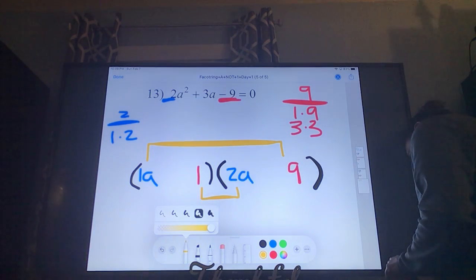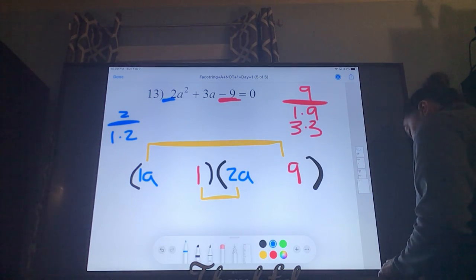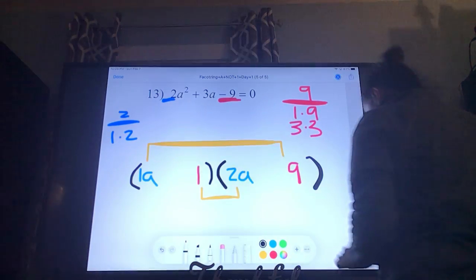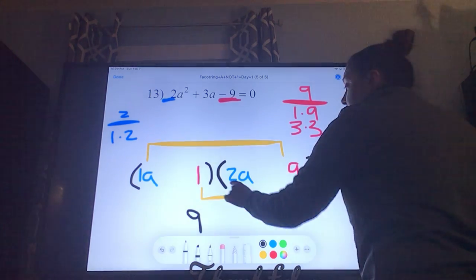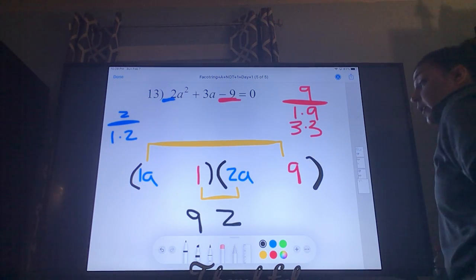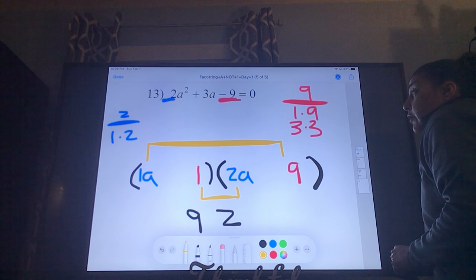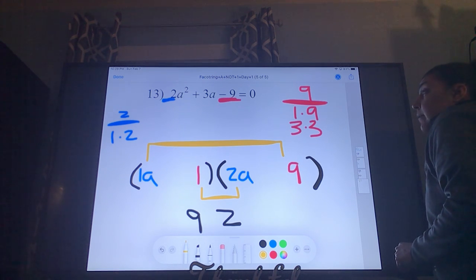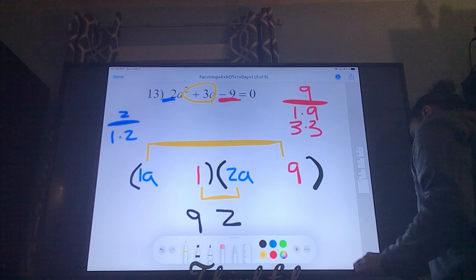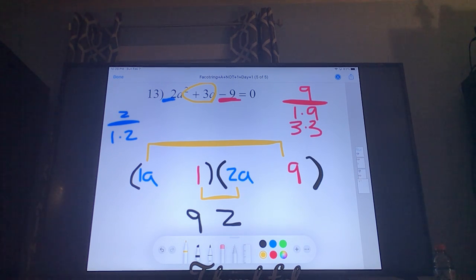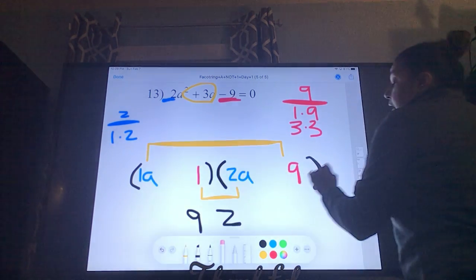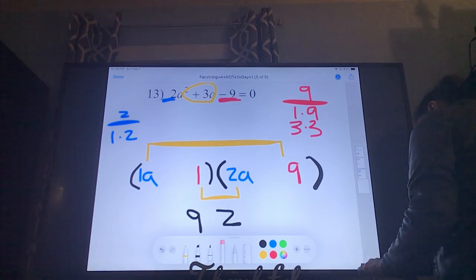Okay, so for the outers, you're going to get 1 times 9 is 9. 1 times 2 is 2. Okay, so what's a 9 and a 2? Is that ever going to give me what I need? Well, what do I need? We're trying to add or subtract to give us what? It's this middle number, a positive 3. So would that ever give me a positive 3? No. Okay, and so instead of 1 and then a 9, we can try a 9 and then a 1.